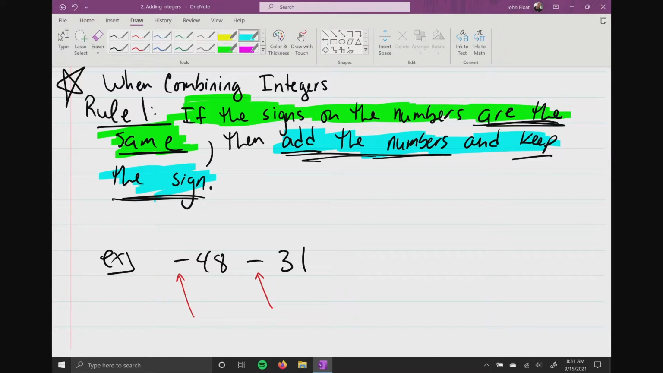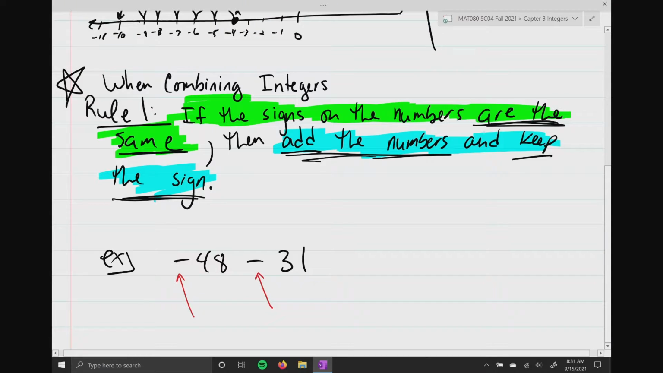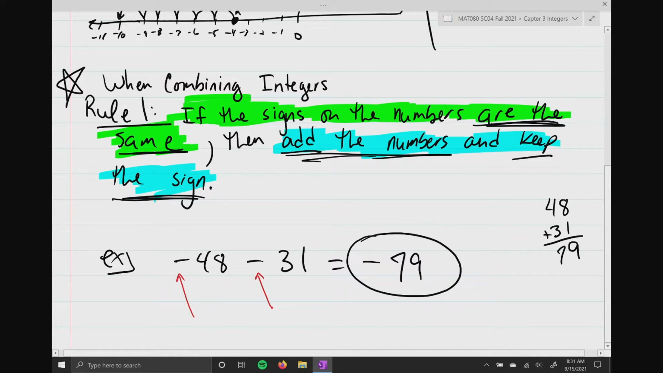So according to this rule, what I'm going to do is keep my sign. Since both numbers are negative, I'll keep the answer negative. And then off to the right, I'm going to add them together. 8 and 1 is 9. 4 and 3 is 7. So negative 48 minus 31 is negative 79. And that's as hard as it gets.